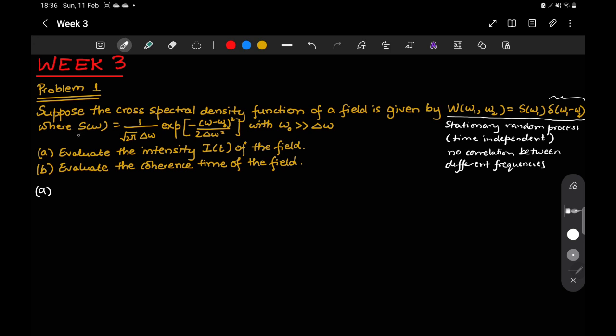And also because the expression for S omega is like this, this is a Gaussian spectrum for the field. And because delta omega is very small, the field is quasi monochromatic. Quasi monochromatic means that it is very nearly monochromatic. That means that the spectral width is very small, so much of the intensity is contributed by a single frequency omega naught, and there is a very narrow spread of frequencies around that central frequency omega naught. So that is what quasi monochromatic means.